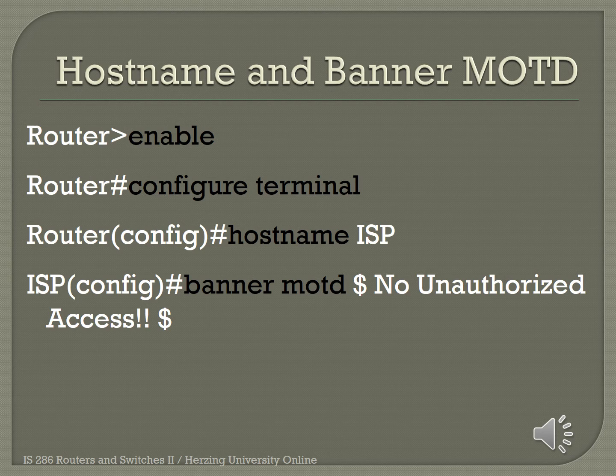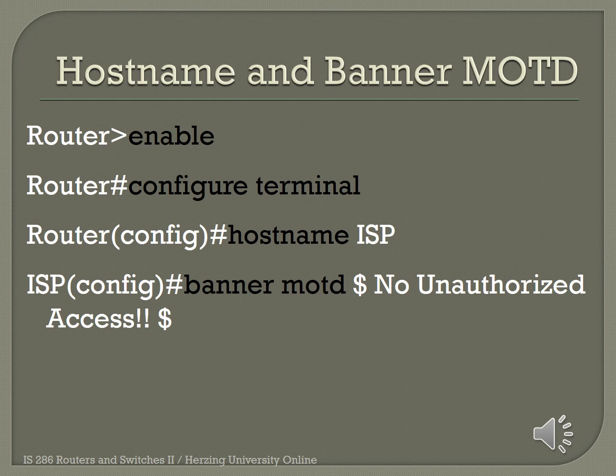On this slide, we will review some commands that you learned about in IS-284. Specifically, the commands here are those required for configuring the host name and a banner message of the day. Notice first of all that we started out in user executive mode, and this is the mode that you access first on a Cisco router or switch. As you should recall, in order to get into privileged executive mode, you have to use the enable command.